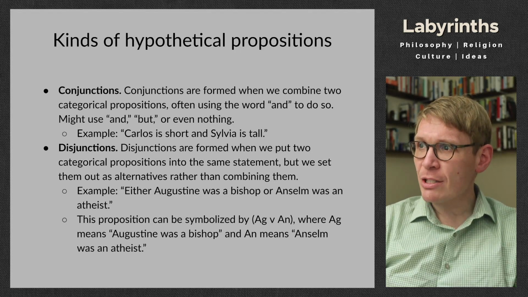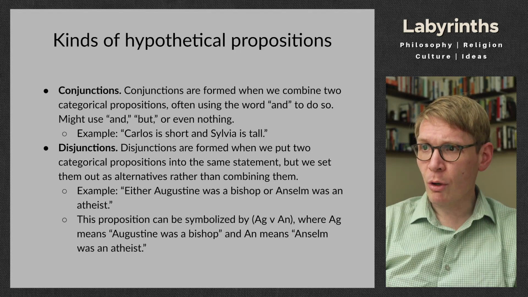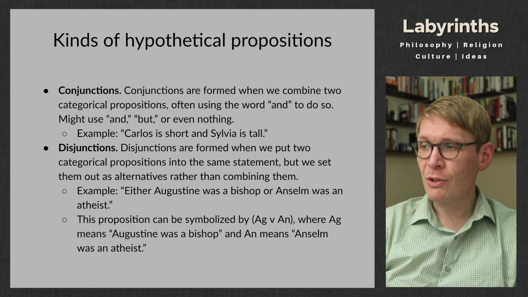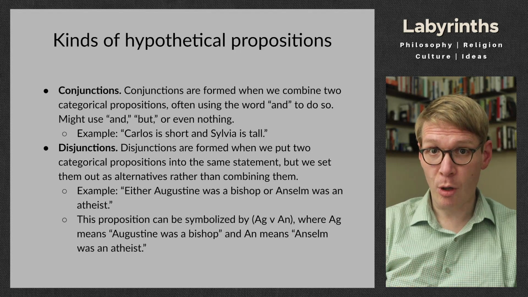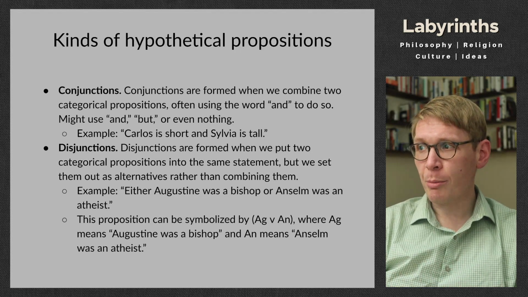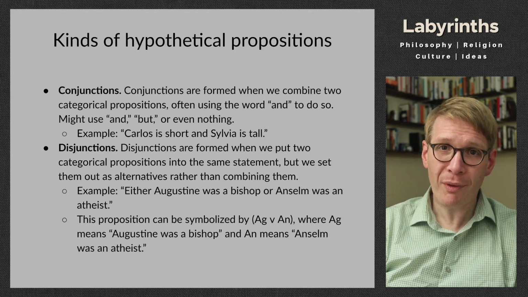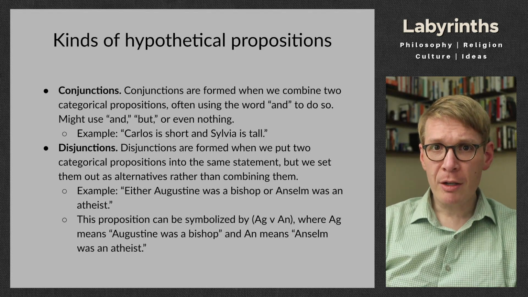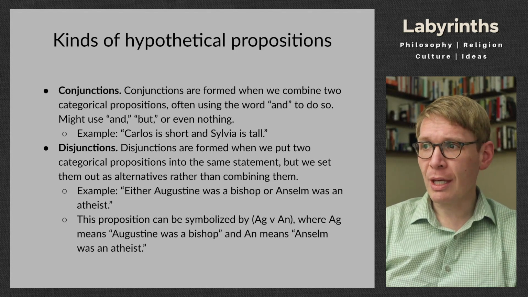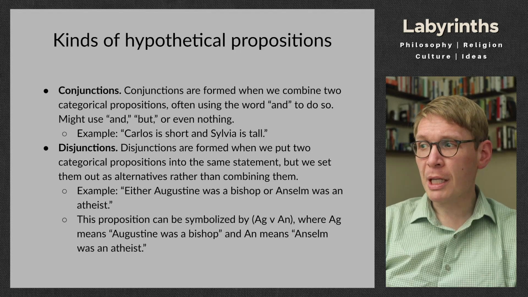Last kind are disjunctions. Now, disjunctions are formed when we put two categorical propositions into the same statement, as we have on the slide here, but we set them out as alternatives rather than combining them. So we have our example from our author Hauser. Either Augustine was a bishop or Anselm was an atheist. Okay, backstory, both Anselm and Augustine were bishops and they both believed in God. Therefore, it is true that Augustine was a bishop, but it is false that Anselm was an atheist.